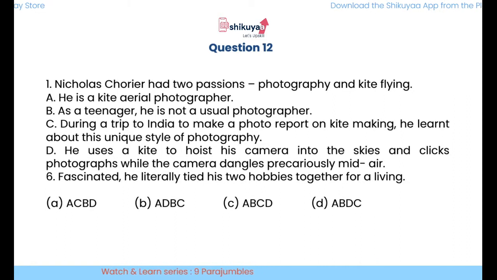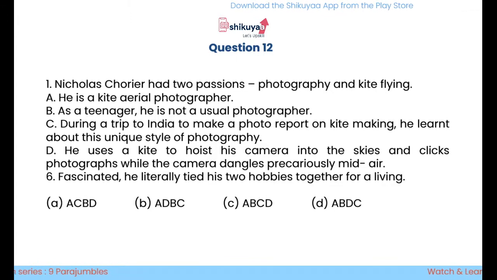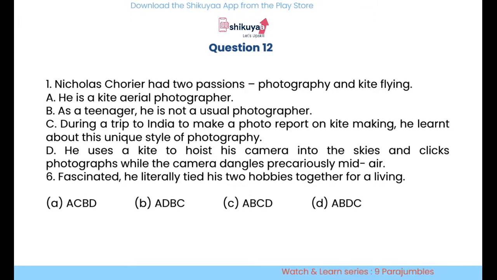Now, right now the question is why this photography or why this trick is used. Search for that reason. People say A, B, C, D, that option C is also correct. Okay, let us see. As a teenager, he is not a usual photographer, or he uses a kite to hoist his camera. See, now, kite aerial photographer. Now it is more logical to go with sentence D, that he uses a kite to hoist his camera into the skies and click. Now why does he do so? Why is he a kite aerial photographer? Because he uses this to hoist his camera.